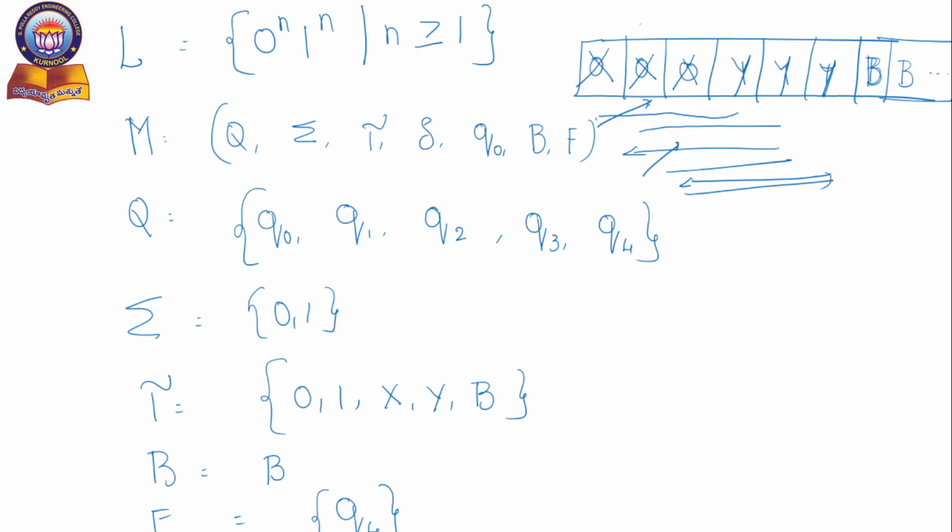Now let us write the transitions. For writing the transitions, I am using a table like this. Here the state, the tape symbol: 0, 1, X, Y, blank.